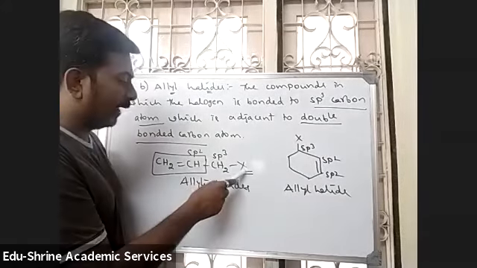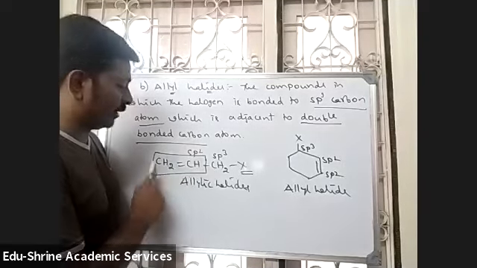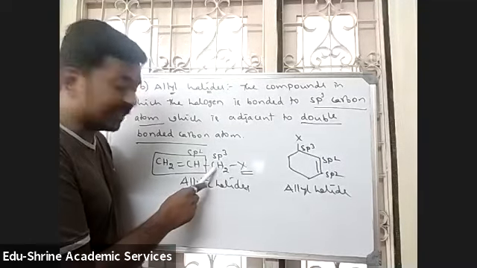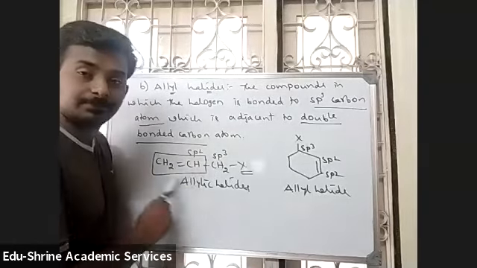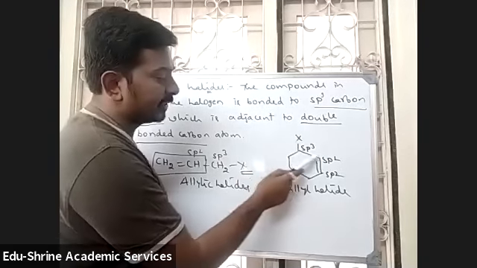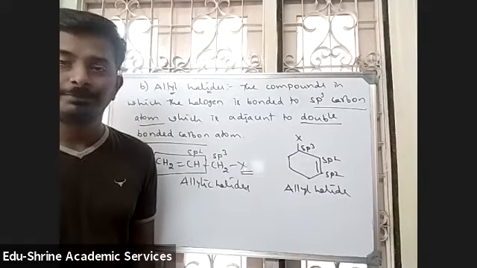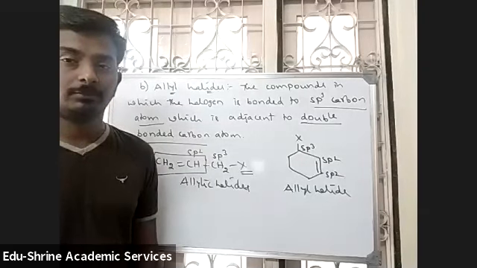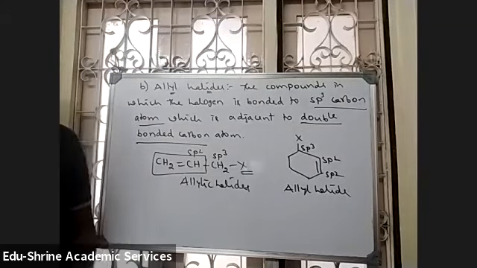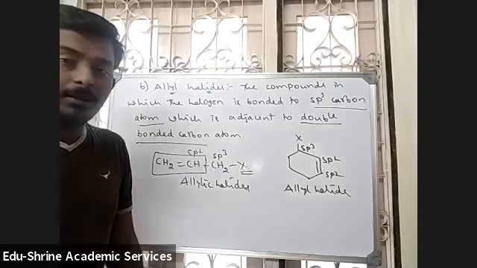See, halogen is bonded to an sp3 carbon atom, and this sp3 carbon atom must be bonded to a double bonded system. They are called allyl. So here halogen is bonded to an sp3 carbon atom, and this sp3 carbon atom is further attached to a double bonded system. Here also, halogen is directly bonded to sp3, again this is further bonded to a double bonded system. Such compounds are called allyl halides. Completed, students?